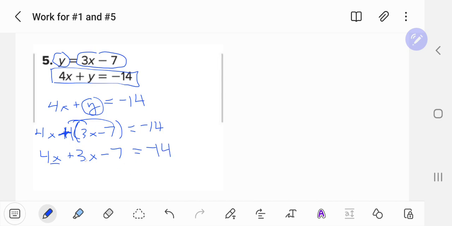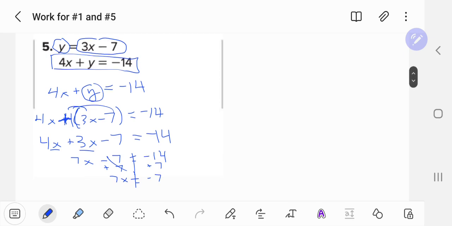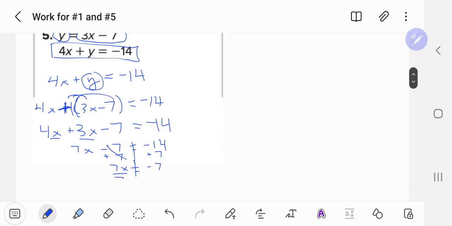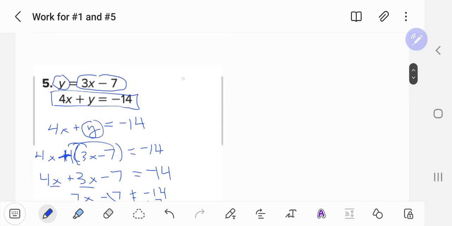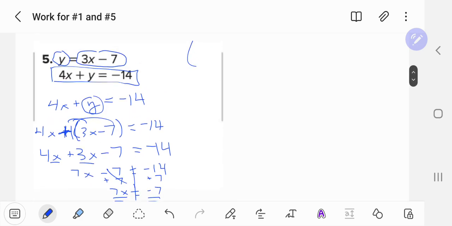Anyway, so we get down to here, we got like terms, that's 7x minus 7 equals negative 14. All right, we're going to now solve for x. Plus 7, plus 7. We get 7x equals negative 7. Divide by 7. X equals negative 1. All right, that's part of our solution. We know that part of our solution is x is negative 1.